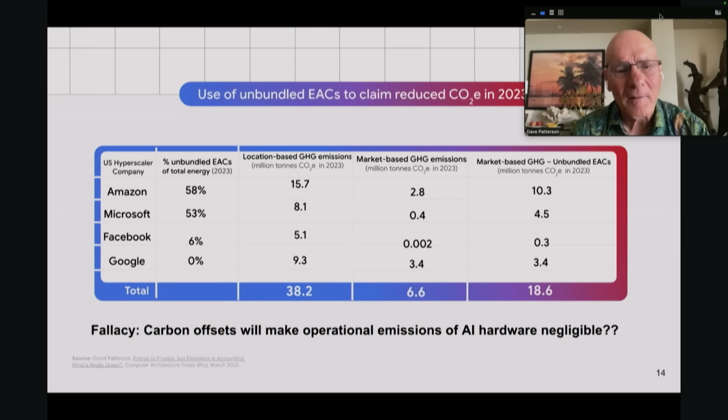So, this paper came out, and a lot of my studies are going to be for 2023. And here's the top four hyperscalers in the United States. The second column is their location based energy, and then it's the market based. And you can see, like for Microsoft, it looks like they almost have zero carbon footprint. And that's because half of these are these unbundled EACs. Facebook hardly used these unbundled at all, and Google didn't use any.